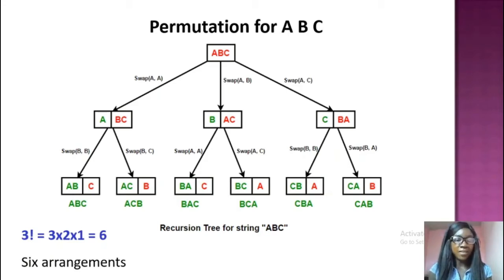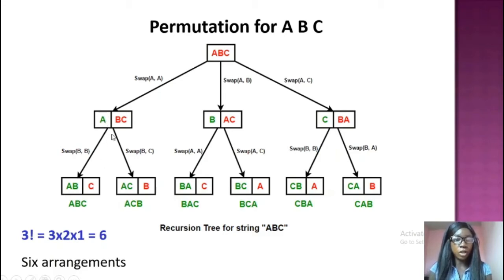Okay, so I have here A. So the next one after A is BC. Okay, I have here B. The next alphabet will be AC or CA. Okay, I have here C. The next one will be BA. Okay, so now for this one, since I picked A here, so I have to drop what?